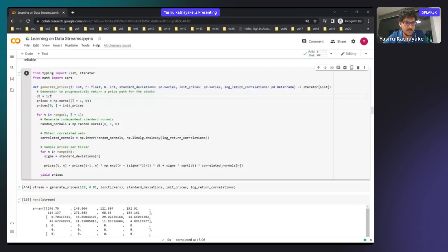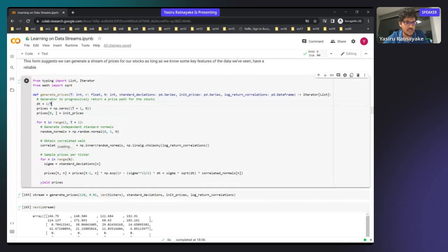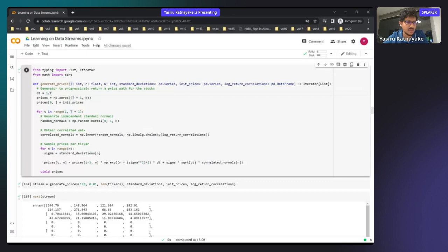But once I do have these correlated normals, what I can do is I can sample prices for each of the tickers. So I'm going to go over my range of however many stock tickers I had, and I'm going to take the standard deviation for that one, and I'm going to set the next price. It's the prior price times what we saw in the equation. This is exactly that equation. And then I'm going to yield these prices, and this yield is inside this first for loop. And the reason for this is actually a generator. This is a special type of function. We call it a coroutine.